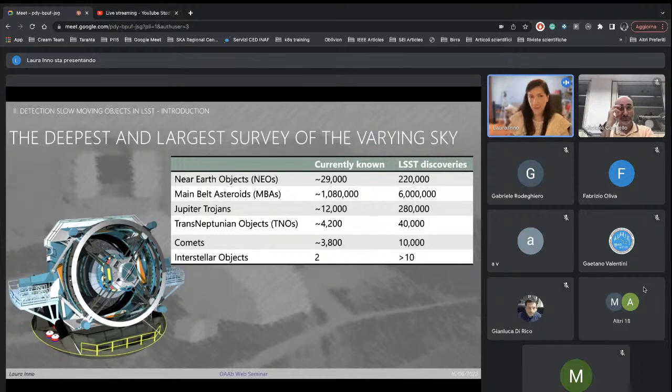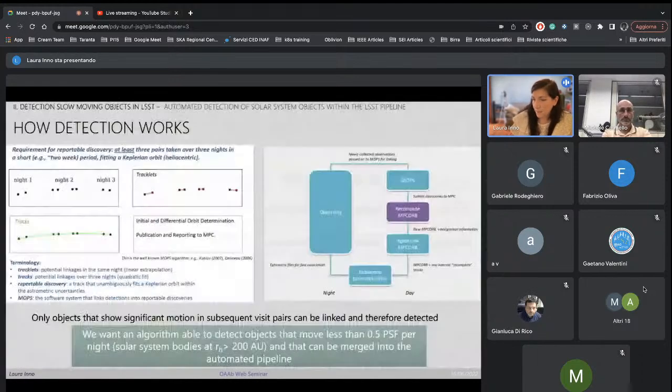So besides all the different breakthroughs that LSST is expected to achieve in different science fields, it will also have a huge impact on solar system science. That's because LSST is expected to at least tenfold the number of solar system objects known for each of the main families, including, of course, comets and interstellar objects. But how does detection work? The LSST will come with an inbuilt pipeline that will do a lot of the preliminary analysis needed. So it will deliver science-ready data. This is amazing.